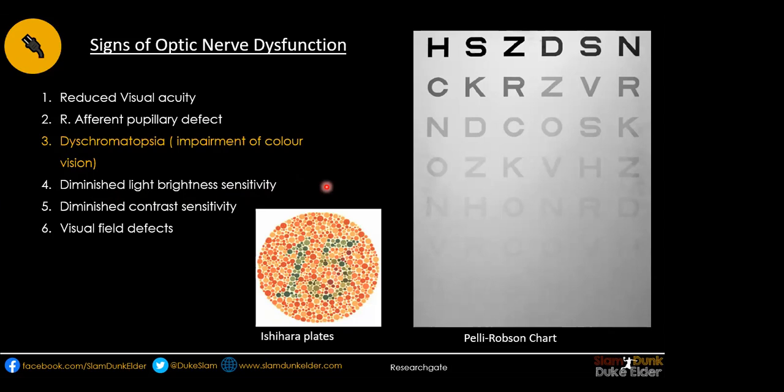Now, diminished contrast sensitivity, you can test using the Pelli-Robson chart, and I've got a picture of the chart here. So you'll just ask the patient to read down the list of letters, and it gets increasingly hard for them to do so. And then the last thing you can get them to have is perimetry tests for a visual field defect. And the visual field defect will depend on how much and what part of the optic nerve is affected. So is it the temporal side? Is it the nasal side?